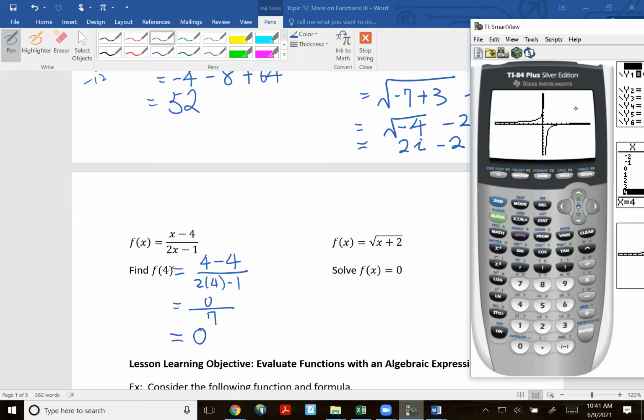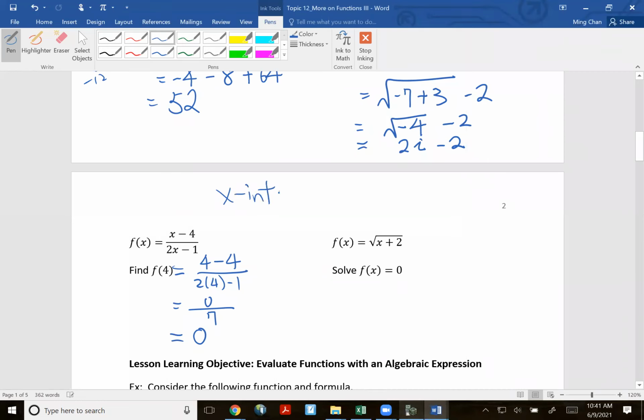So later on in a different topic, I will show you. Okay, here is a rational function. How do you go about finding the x-intercept? X-intercept means find x when y is equal to 0. Okay, so that's what that means. So this function right here, square root of x plus 2. I want you to solve f of x equal to 0. What does that mean? Solve f of x equal to 0. Well, remember, f of x also means y. So I want you to solve for x when y is equal to 0.